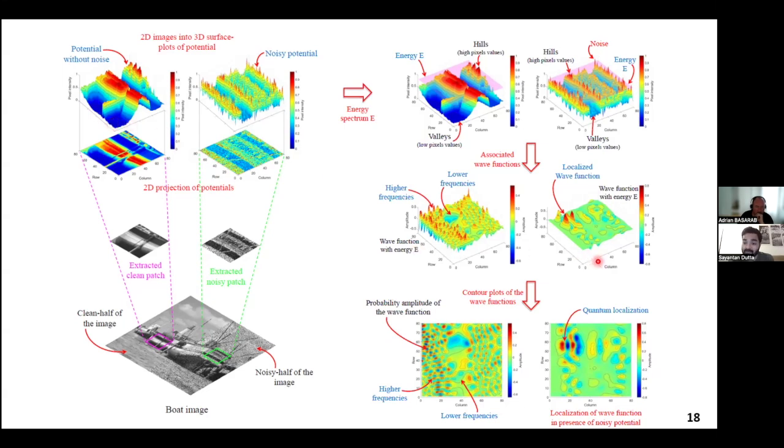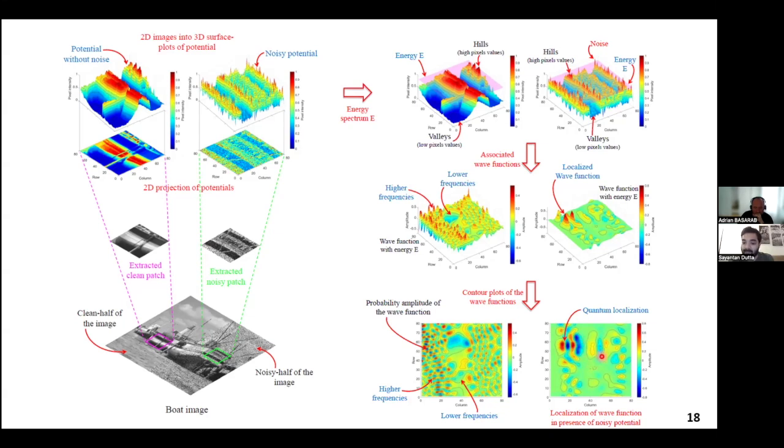But in the presence of noise, you can see that the wave function loses this adaptive nature. The wave function is not spread over the whole space. The main concentration is only in a particular region. That is because of the quantum localization effect. So these wave functions are not very good for handling the denoising task or the filtering task.